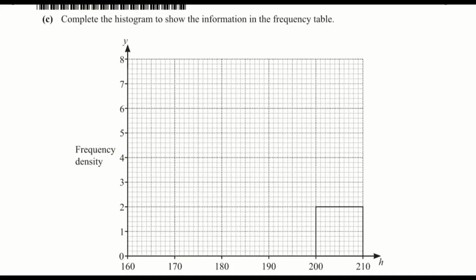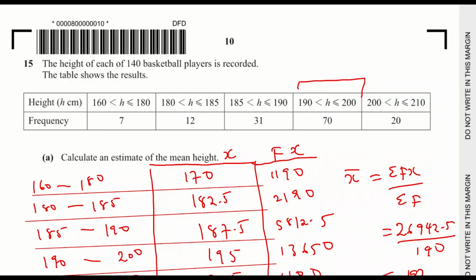If you go back to the previous page, to get the frequency density, we need to divide each of the frequencies by the class size. That is, the frequency density equals frequency over the class size. So this one will be 7 divided by 20. This will be 12 divided by, the class interval here is 5. 12 divided by 5. Then 31 divided by 5 as well, and so on and so forth. So that's what we're going to do.